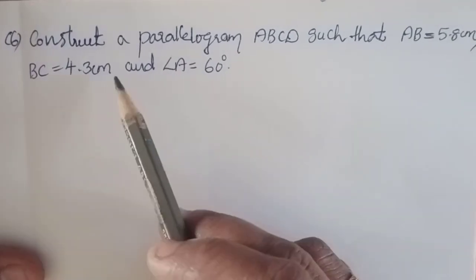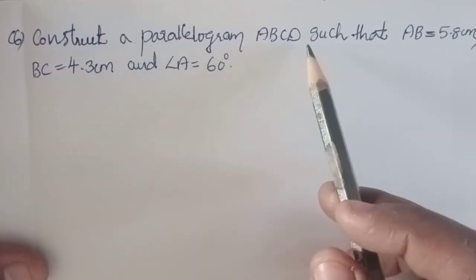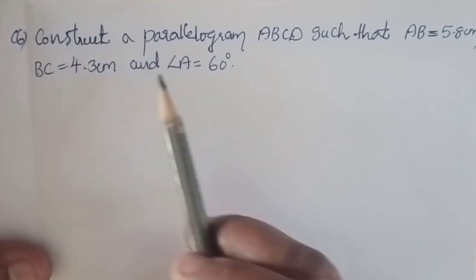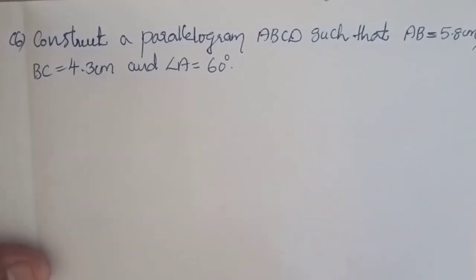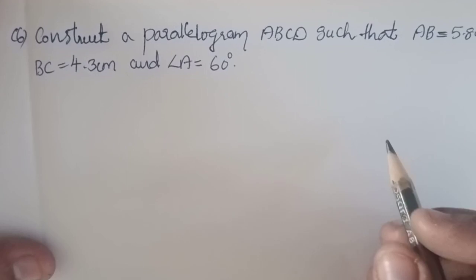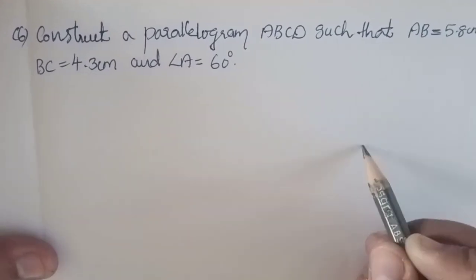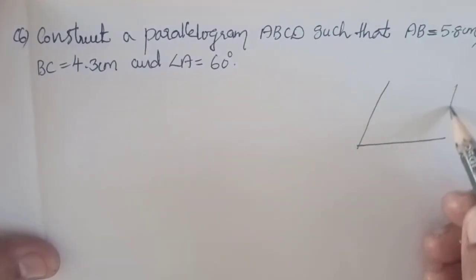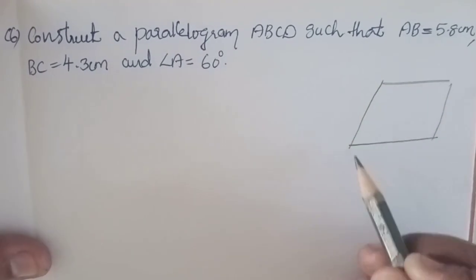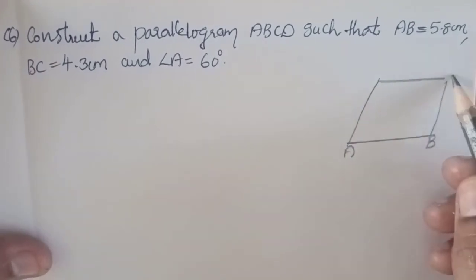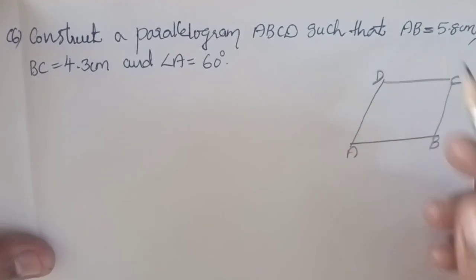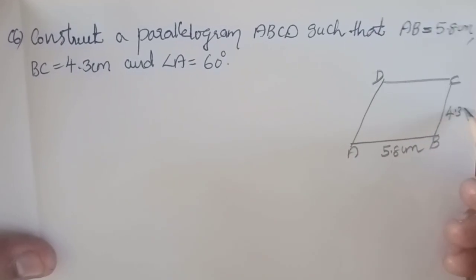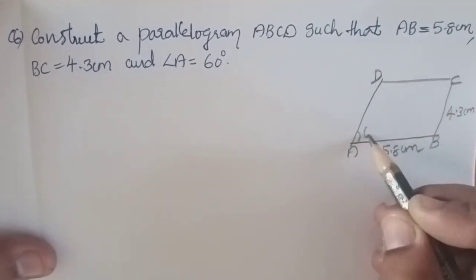Next, question number 6. Construct a parallelogram ABCD such that AB is equal to 5.8 centimeter, BC is equal to 4.3 centimeter and angle A is equal to 60 degree. First, we will draw the rough figure ABCD. Mark the sides. AB is 5.8 centimeter, BC is 4.3 centimeter and angle A is 60 degree.